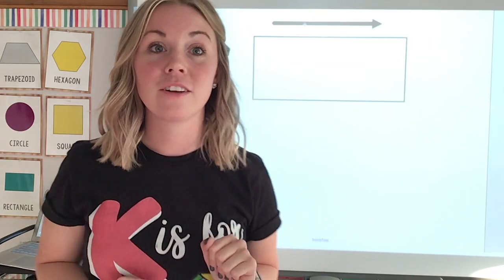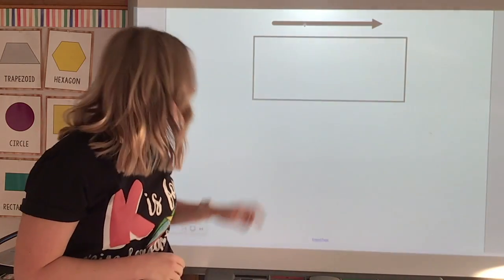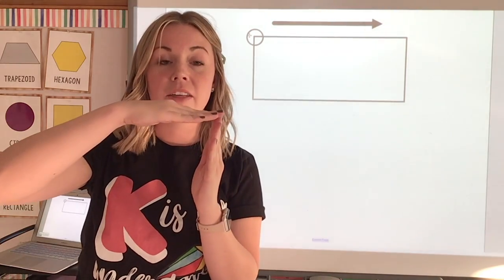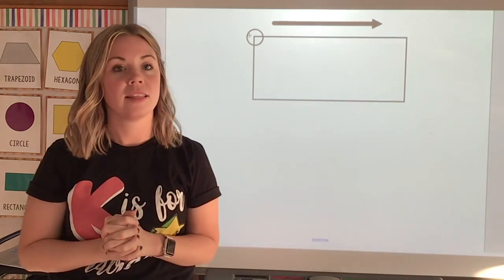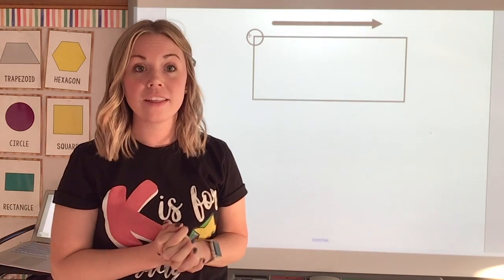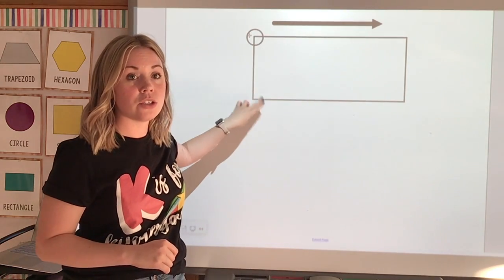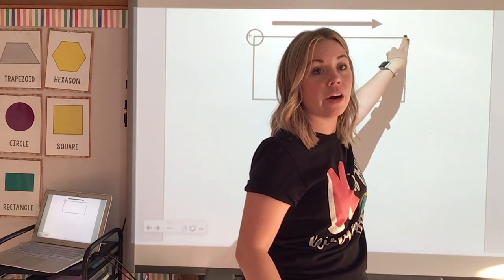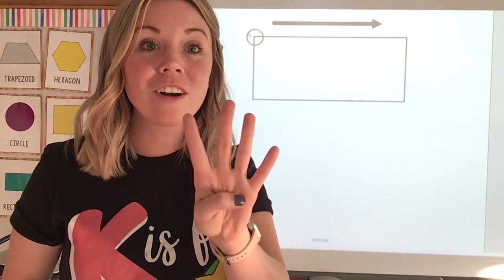There's another part of this rectangle that is so special and important for us to know. It's that point where the 2 sides come together, right there. Those 2 sides come together, and that point is called a corner. So that is the corner of a rectangle. Let's go ahead and see how many corners there are on a rectangle. Are you ready to count with me? 1, 2, 3, and 4. Very good. So a rectangle has 4 sides and 4 corners.